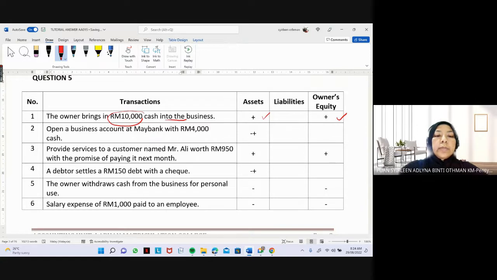Okay, all right, open a business account at Maybank with RM 4,000 cash. Okay, so that means kita ada duit cash in our business. Okay, and kita akan send, we are going to open the account in the bank. Okay, that means dia akan bergerak lah from the cash account to the bank account. That's why kita akan ada minus and plus. Okay, which is minus cash account and then plus bank account.